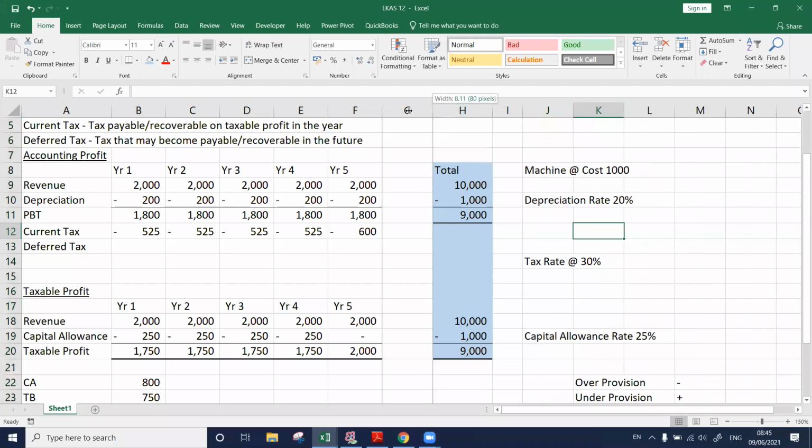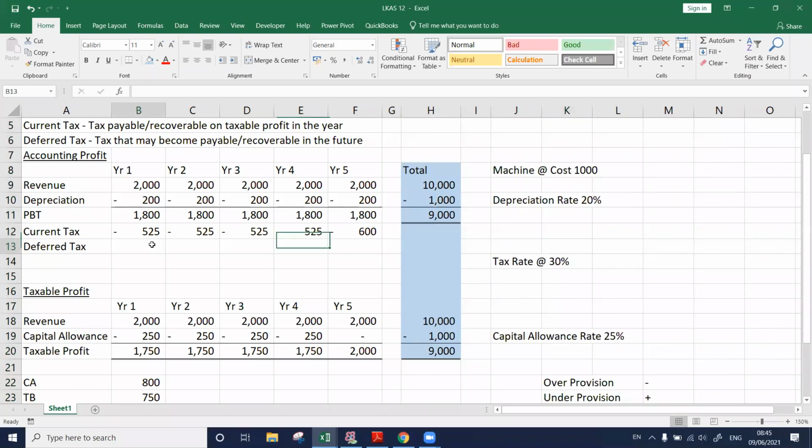How can we compute the deferred tax expense? Deferred tax is computed by multiplying the tax rate by the temporary difference.